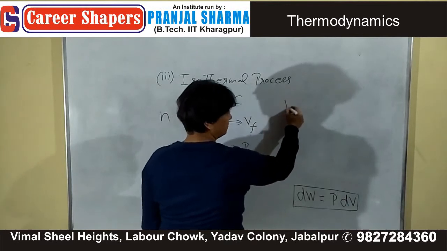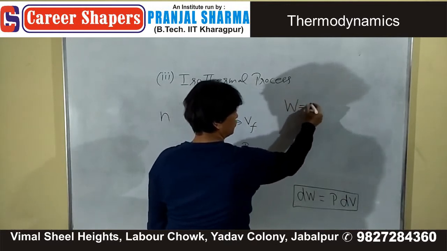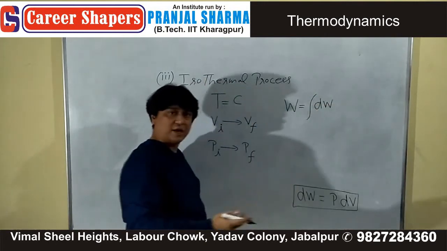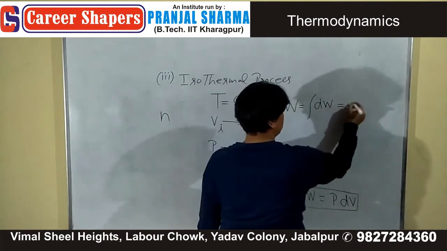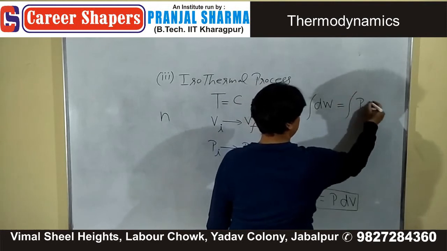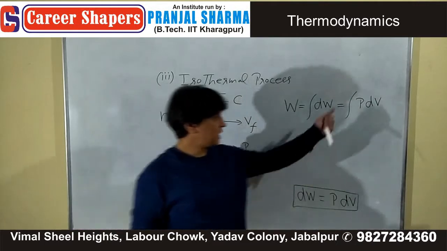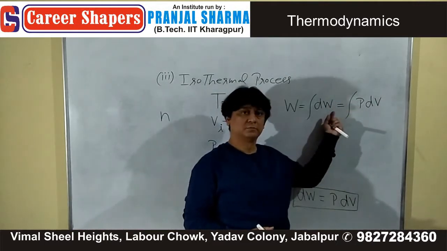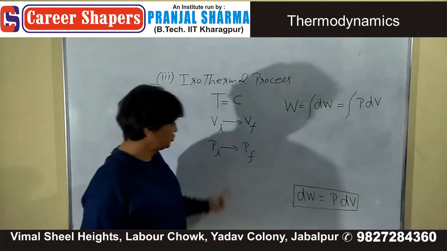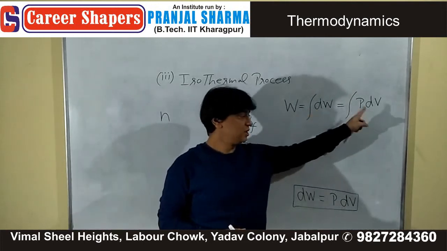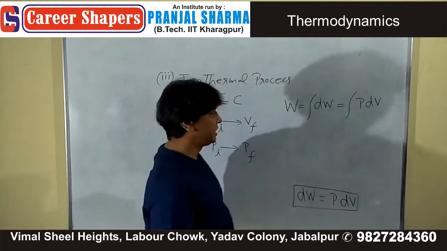We need W, which is what? Integration of dW. Same steps, which is what? Integration of pdV. But this time round, you cannot take this P out because P is also changing. And you cannot integrate it at this stage, pdV. So, how do you integrate it?